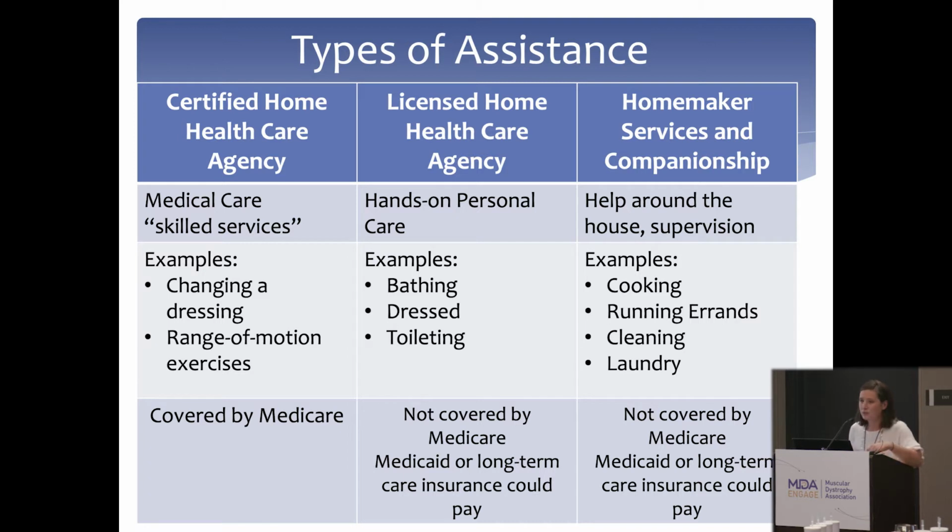And the last column we have here is homemaker services and companionship. This is help around the house. Maybe it's just having somebody around. Maybe your caretaker needs to go to a doctor's appointment and you don't really want to be left alone during that time. That would fall under this companionship area, okay?